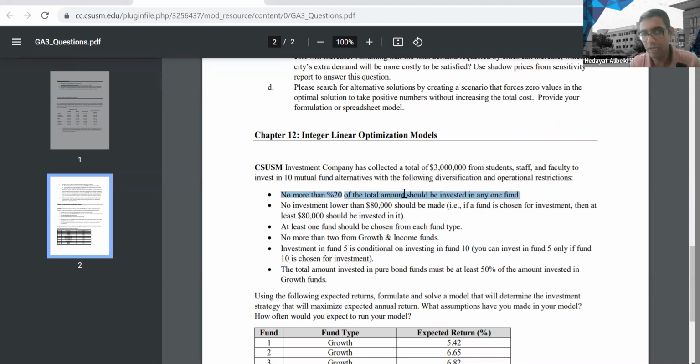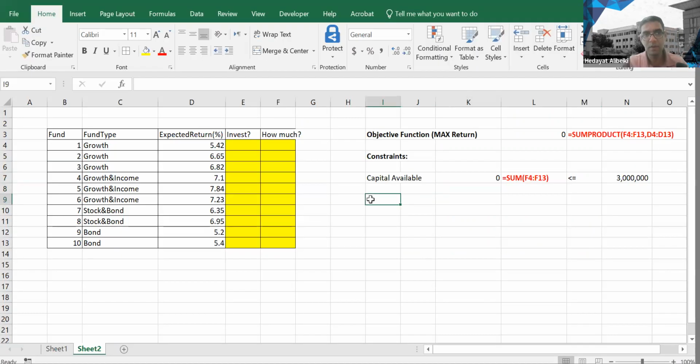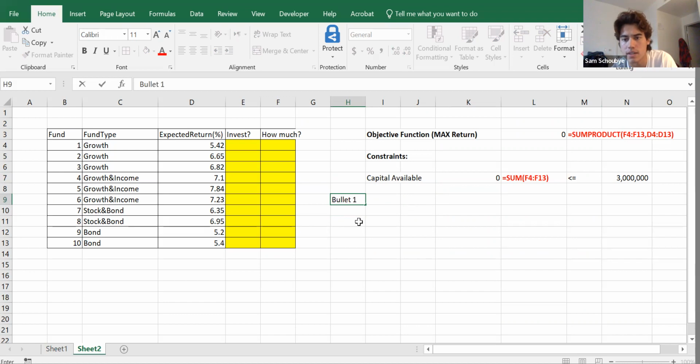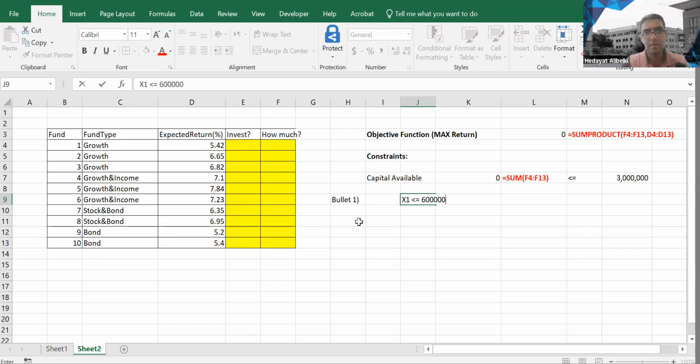should be invested in any one fund. How do you write this one? It would be X1 is less than or equal to 600,000, and then all the way down to 10. You got it, Sam. Thank you. X1 less than 600,000, X2 less than 600,000, X3, X4, all of them, 10 constraints. So that's a constraint set with 10 separate constraints in it, right? Perfect, thank you, Sam.